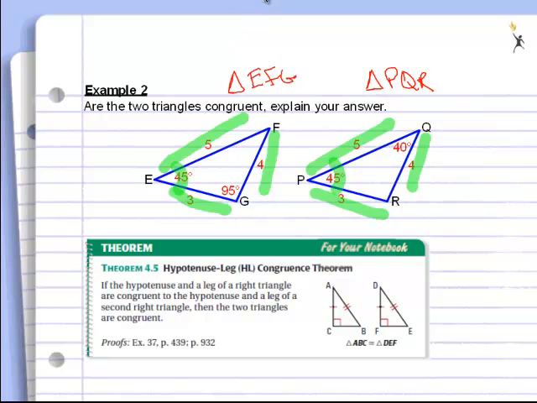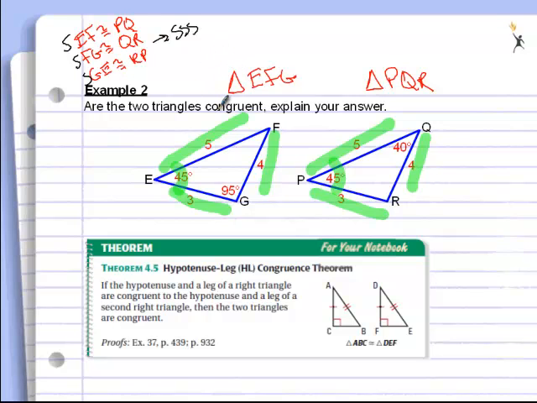Now, we could say right away, because EF is congruent to PQ, EF and PQ are both 5, so they're congruent. We could say that FG is congruent to QR because they're both 4. FG is 4, QR is 4. We could also say that GE is congruent to RP. GE is 3, RP is 3. Well, that's a side, that's a side, that's a side. That's side, side, side congruency.